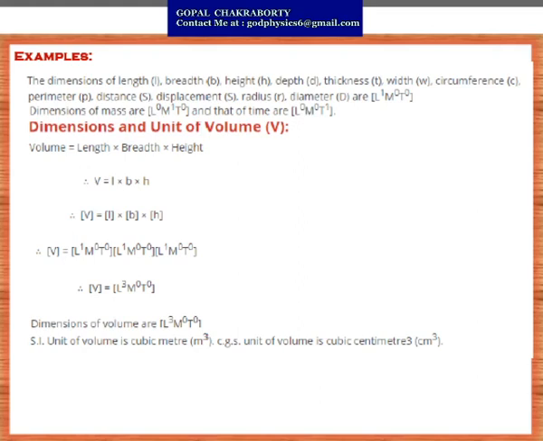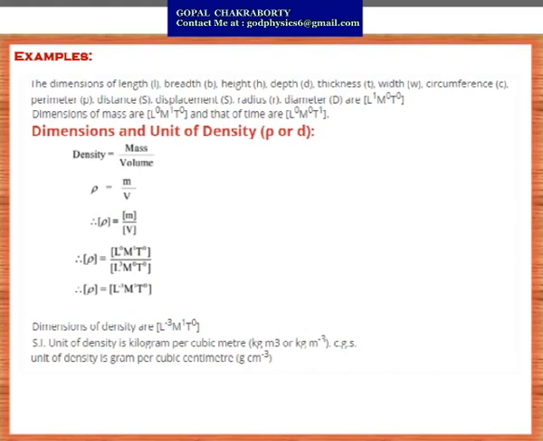Next one, the dimension of density rho. As we know, the density can be defined as mass per unit volume, so rho equals m by v. Now the dimension of mass is L to the power 0, M to the power 1, T to the power 0 within the square bracket, and this whole divided by L cube, M to the power 0, T to the power 0, as it is a volume.